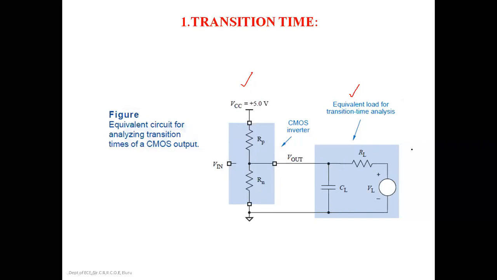In this equivalent circuit, we are finding three equivalent values here: RL, the load resistance, CL, the load capacitance, and VL, the load voltage. The RL and VL, the load resistance and load voltage, represent the DC load here, while CL represents the AC load.